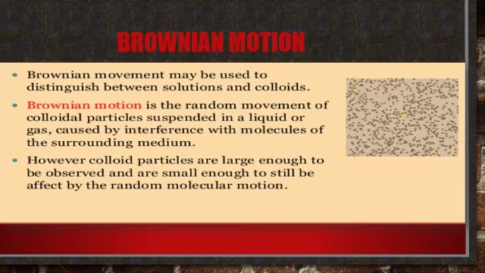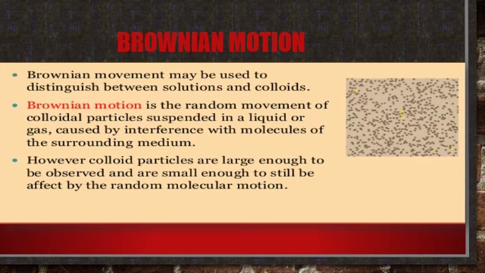Now let us discuss Brownian movement, which is a mechanical property of colloidal solution. Robert Brown in 1827 observed the continuous zigzag motion of pollen grains suspended in water, and it is called Brownian movement. Brownian movement may be defined as the continuous zigzag movement of colloidal particles in a colloidal sol, and it is due to the unequal bombardment of colloidal particles by molecules of the dispersion medium.